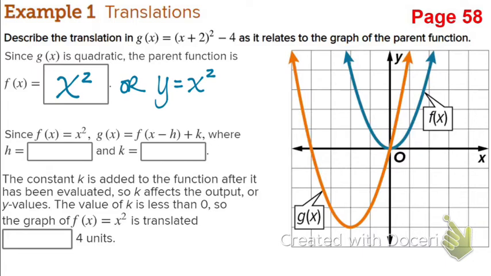From the vertex of the parent, right here, tell me how you would have to move to get to the vertex of the transformation. Would we go up or down to get there? Down. How far? 4 units. Would I go left or right? Left. How far? Left 2 units.